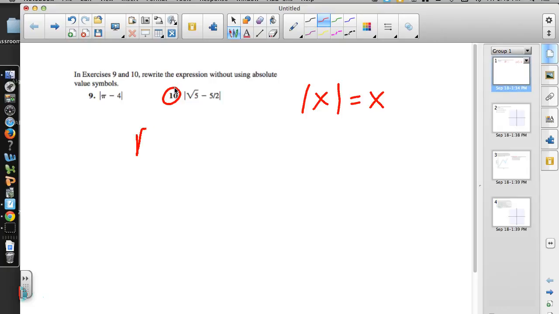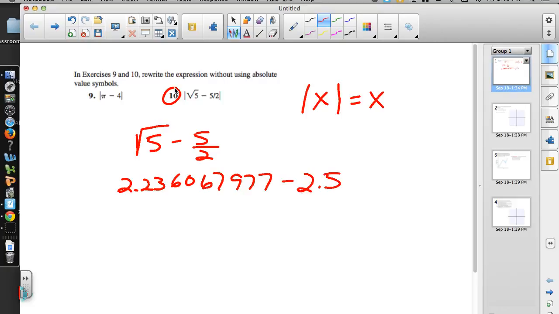So if we try to rewrite number 10 by just taking off the absolute value bars, square root of 5 is 2.2360679777 using the graphing calculator, and 5 halves is 2.5. If we do that, the answer will come out negative. That's not what they asked.